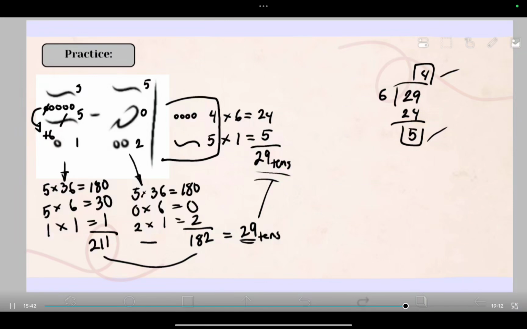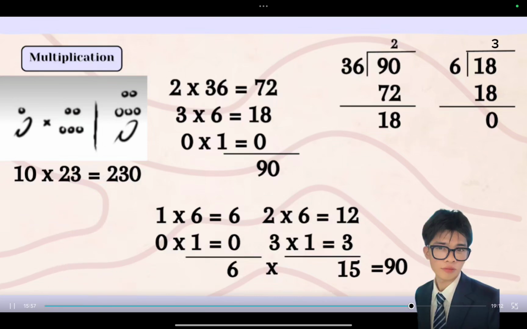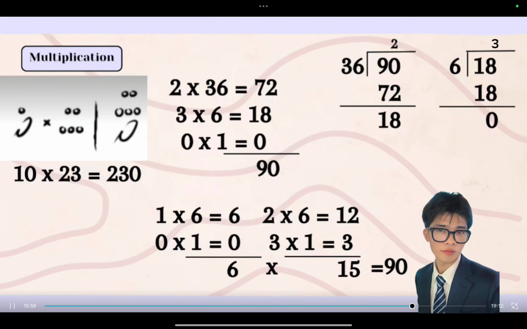To multiply in base 6, we first need to understand what the numbers mean in base 10. Let's take 10 in base 6. This represents one group of 6 and 0 ones, which equals 6 in base 10. Next, we have 23 in base 6. This means two groups of 6 plus 3 ones, or 12 plus 3, which equals 15 in base 10. When we multiply 6 by 15, the result is 90.